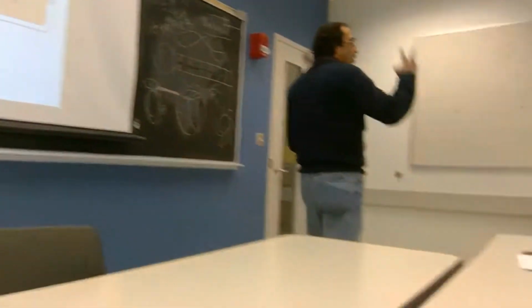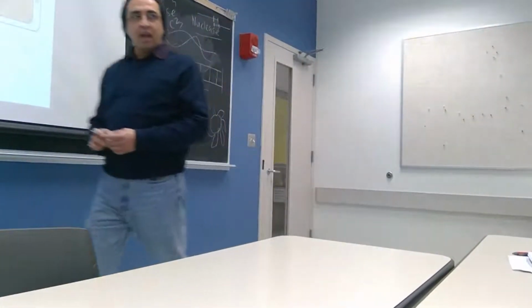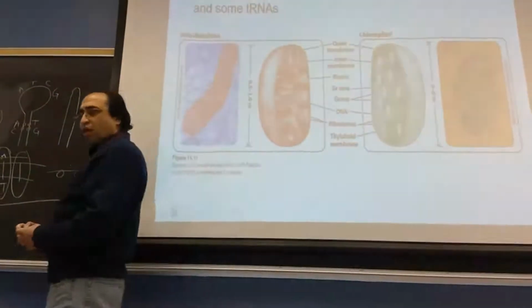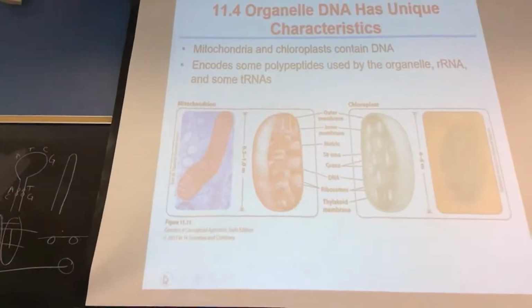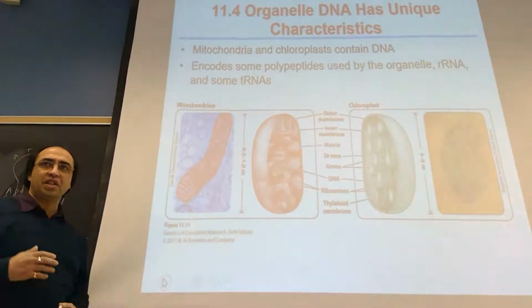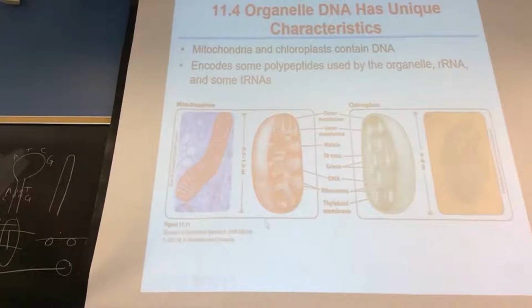Now there are two more DNAs. One is the mitochondrial DNA and one is the chloroplast DNA. I will not go into too much detail on these two, but I put all the slides here so you can just go through them. I'm just going to say a little bit about them.